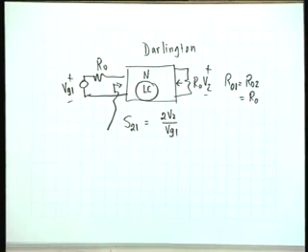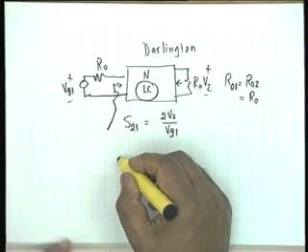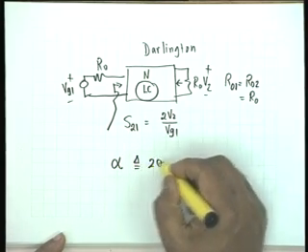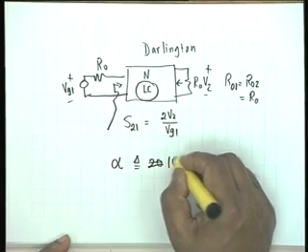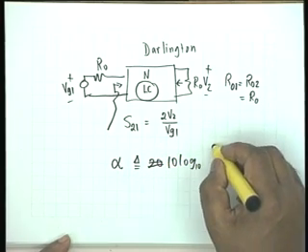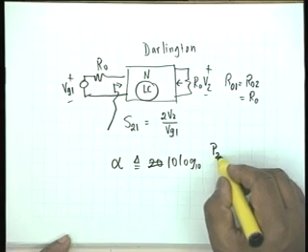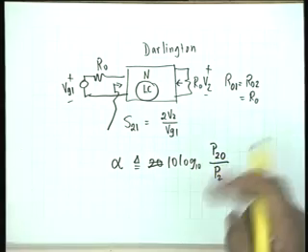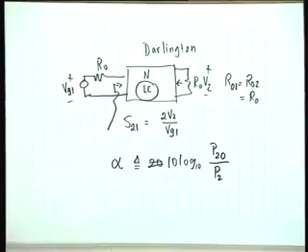Darlington's insertion loss. I have also told you what insertion loss is. Insertion loss alpha is defined as 10 log10 of P20 over P2. Is it this way or the other way around? This way, okay.